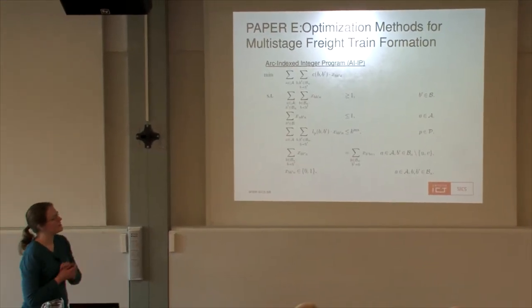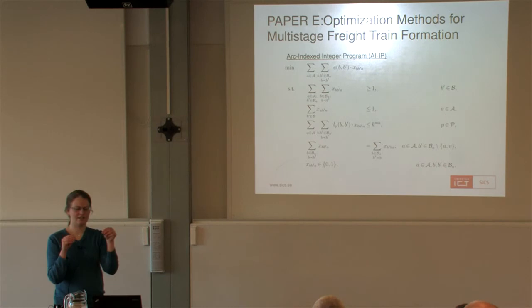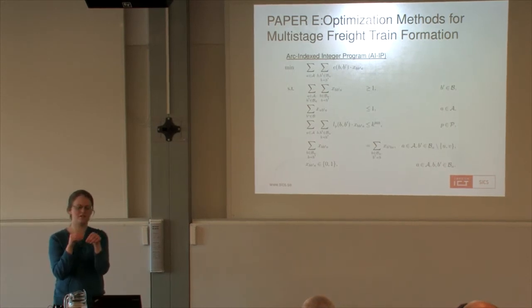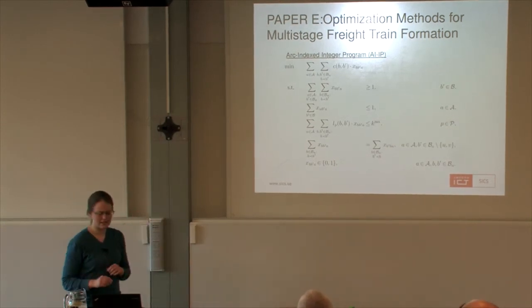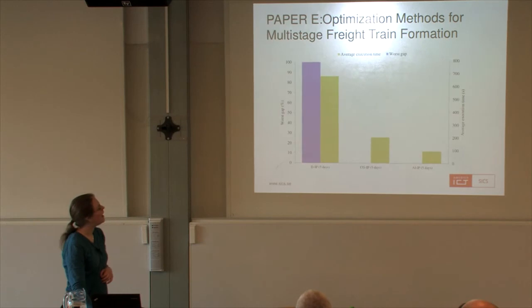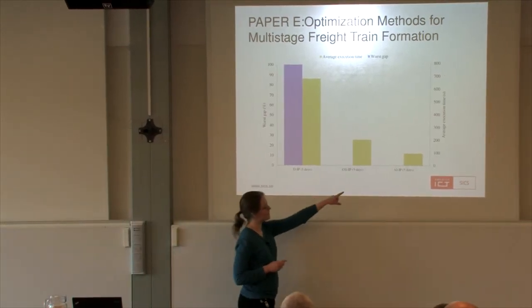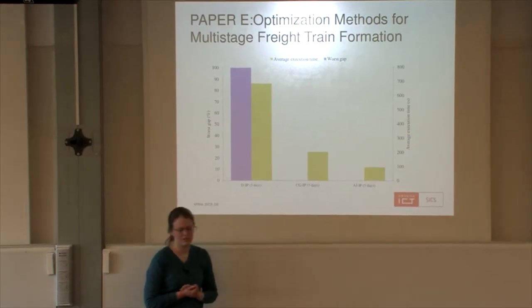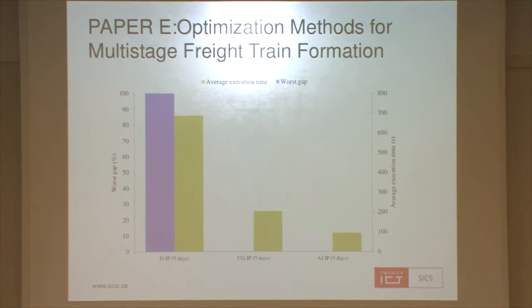And then this is the arc-indexed program, that is the new model, which basically looks upon the problem as trains that have to always have a train preceding them and succeeding them, and then solves it in that way instead. And this is the execution time for the arc-indexed. So we see that it is faster than the column generation, and it also always returns the optimal solution within our execution time limit.